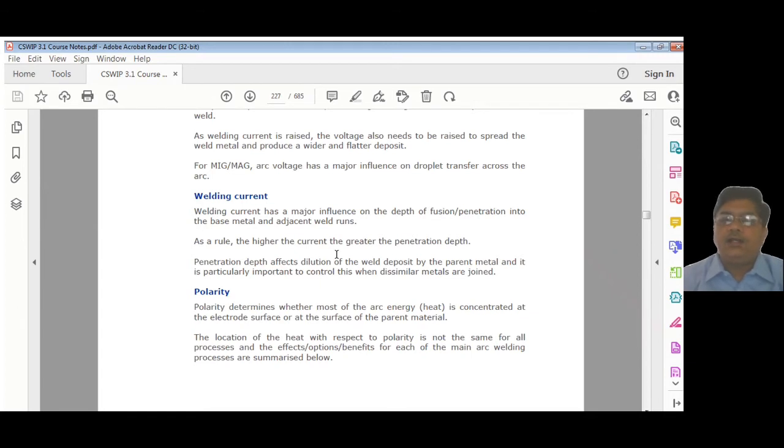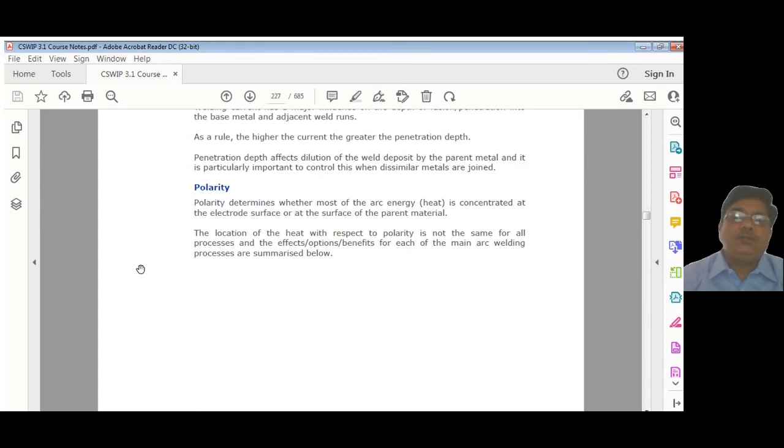So as a rule, the higher the current, the greater the depth, because more current means more electrons, more ionizing, more heat, and that's the reason for more penetration. Penetration depth affects dilution of the weld deposit by parent metal, and it is particularly important to control this when dissimilar metals are joined. When dissimilar materials are joined, for example stainless steel welded to carbon steel, or carbon steel welded to something else, penetration depth will determine the dilution factor for both materials.